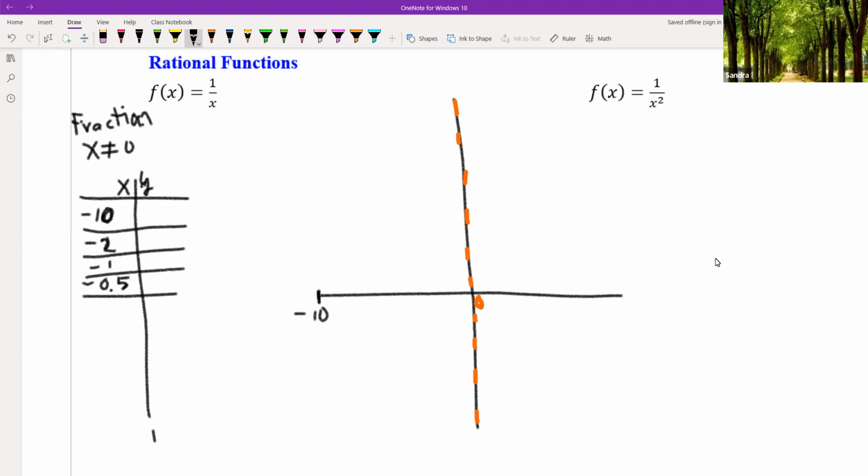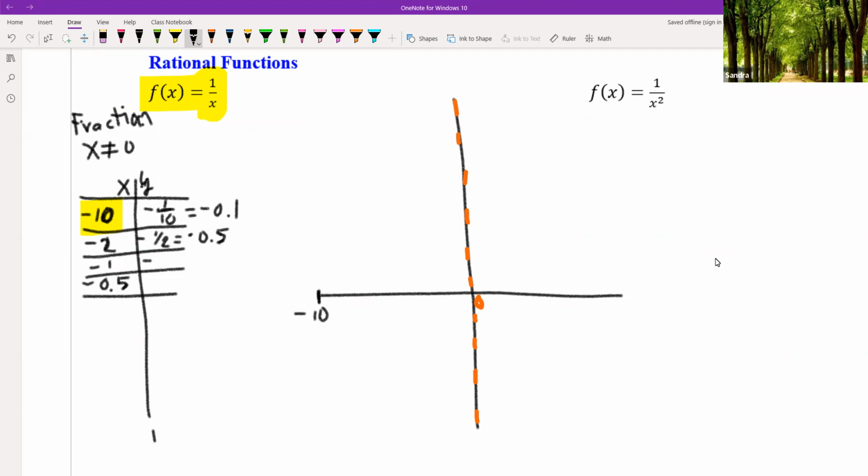So go ahead and plug in the negative 10. So I'm going to get this number and I'm going to plug it into the function. So that's going to give me a negative 1 over 10. Okay, but when you put it into the calculator, the negative 1 over 10, that's equal to a negative 0.1. Plug in the negative 2, that gives me a negative 1/2, which is equal to a negative 0.5.